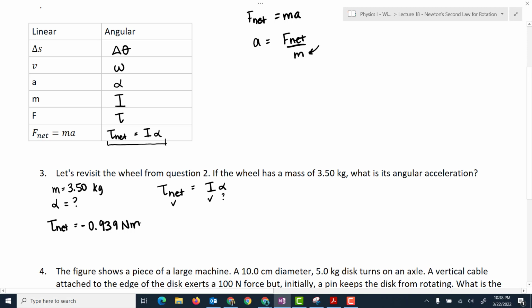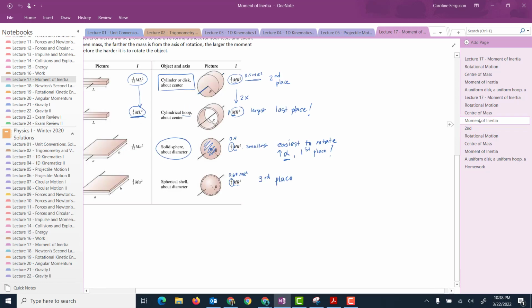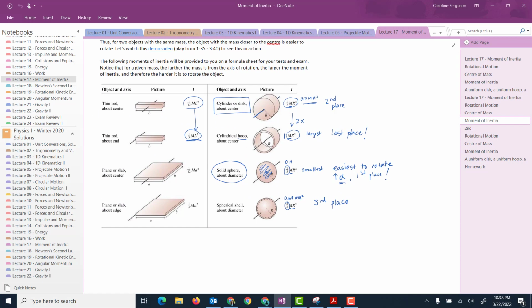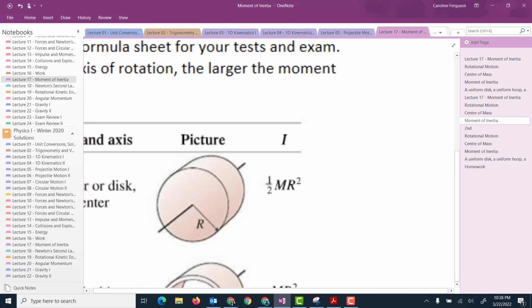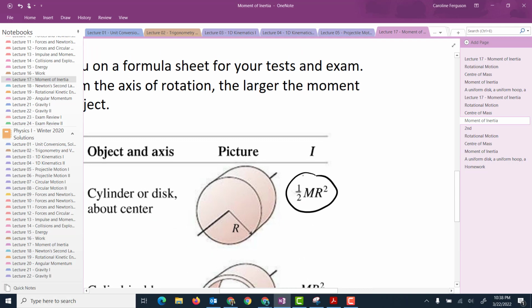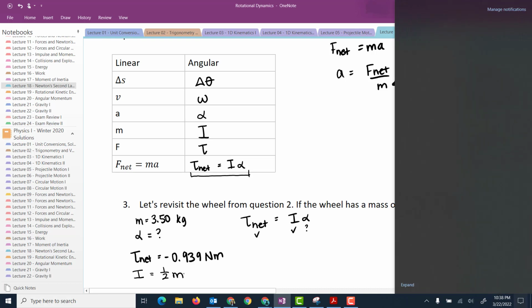What about our I, our moment of inertia? So for moment of inertia, we need to go back to the previous lecture. Let me go back really quickly. You remember that we had a table here that showed the moment of inertia of different things. Well, what was the object we were just looking at? It was a disk. And the moment of inertia of a disk is right here, 1/2 mr squared. Okay, so let's go back to this lecture. The moment of inertia, it's a wheel, so that's in the shape of a disk, is 1/2 mr squared.